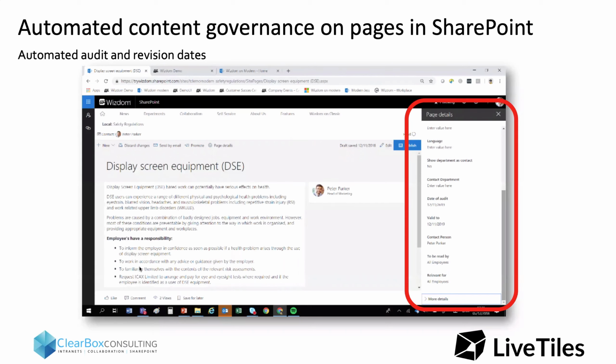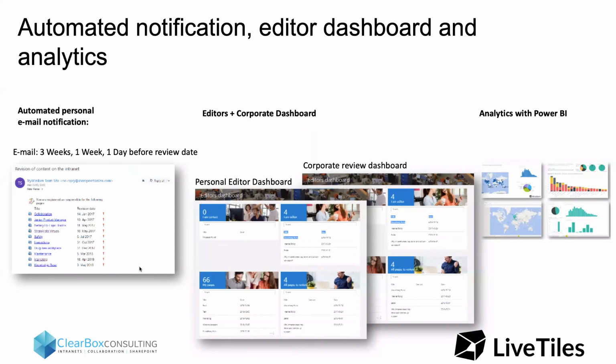And then the company can decide 12 months from now or 18 months from now, it should be reviewed again. And then we will just automatically send out an email to the editors that they need to review it again. They have an editor's dashboard. There's a corporate dashboard of all the pages that have been reviewed. So without having all the boring stuff, we do it, we notify, we bring automatic dashboards that actually do that.